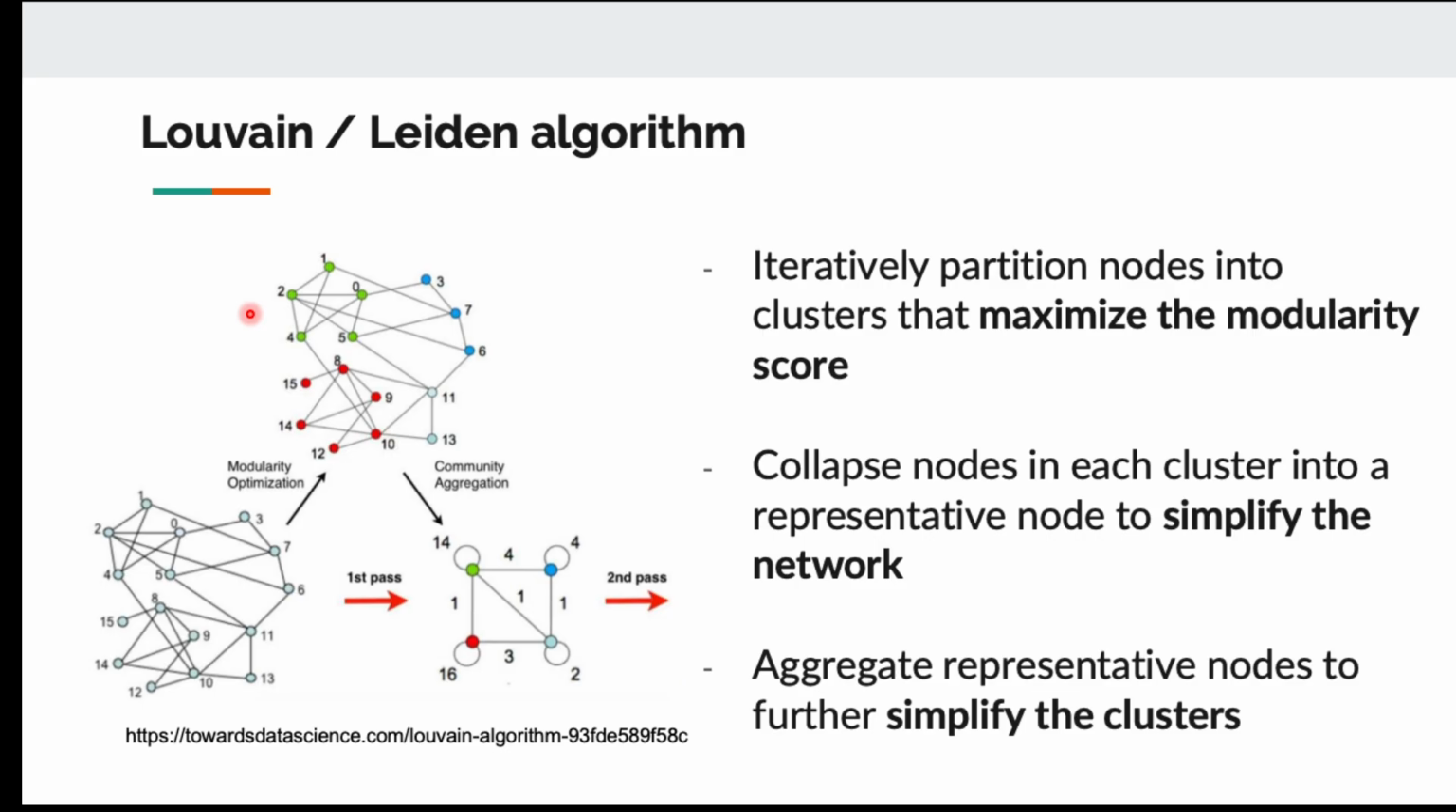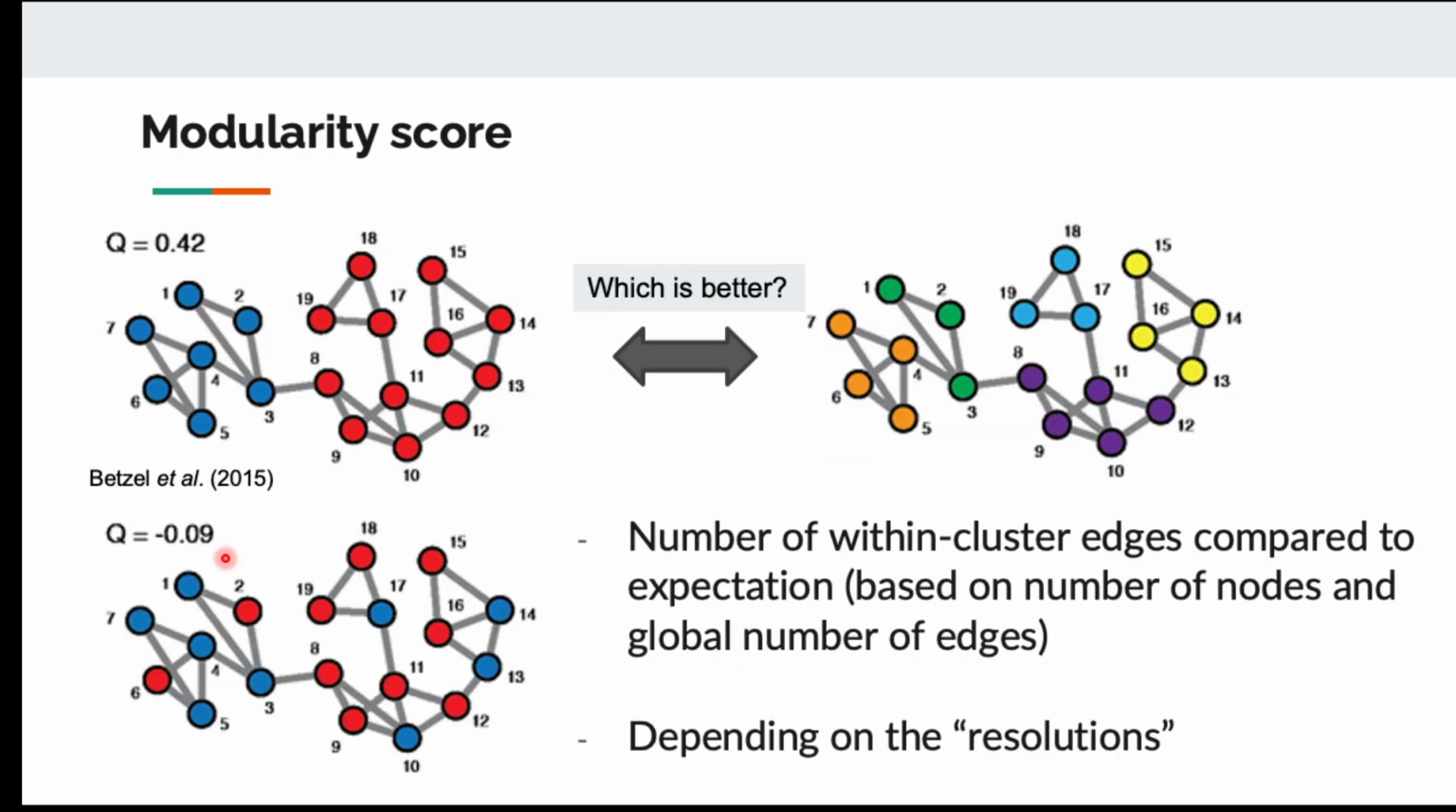So when we perform network clustering, I haven't told you the name of the algorithms. Nowadays, when we want to cluster networks, we usually use either the Louvain or Leiden algorithms. These two operate in the same way. They want to maximize the modularity score that we have seen before.